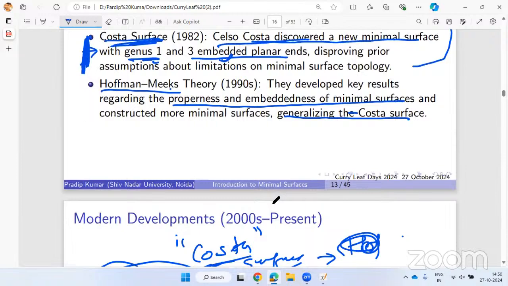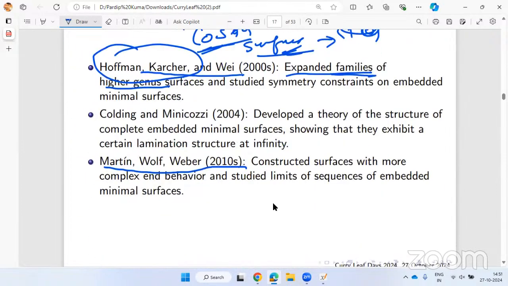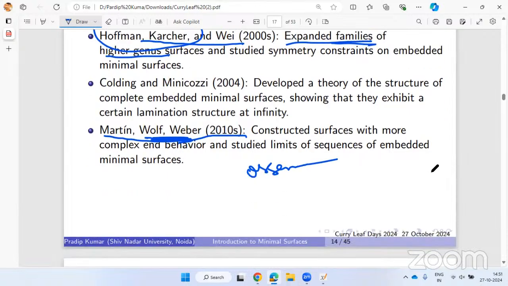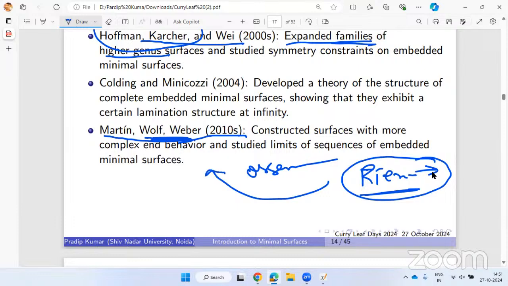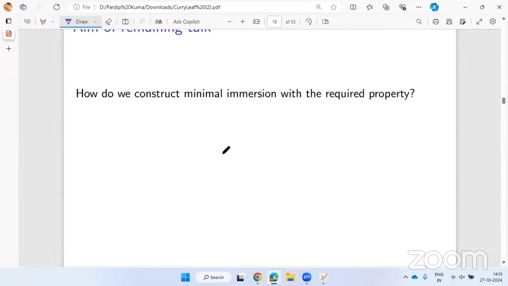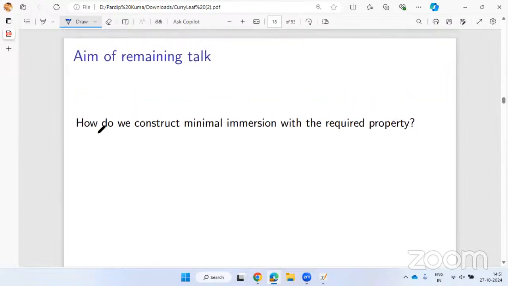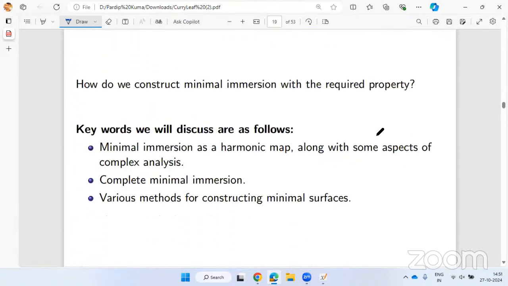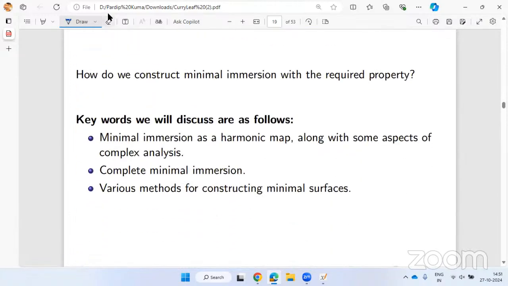So what are we going to do? We are going to touch some aspects of Wolf and Weber theory, and of course starting with Osserman. For that, as the base, I will need a little bit of Riemann surfaces and complex analysis, and then I will show you how to construct one surface. But before that, let us build a background again. This is the main agenda, the aim of the remaining talk: how do we construct the minimal immersion with the required property?